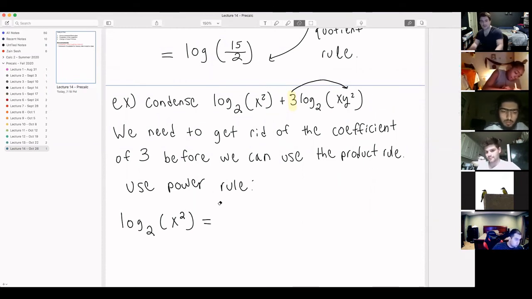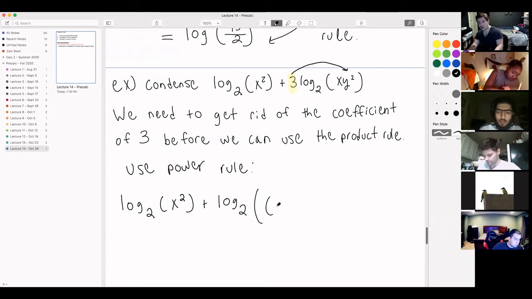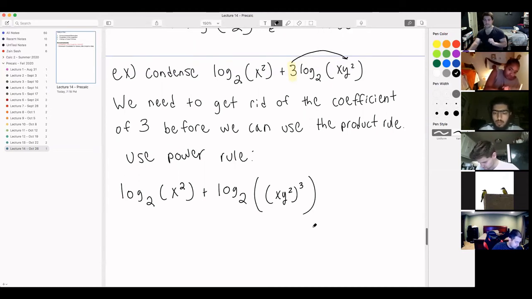Oh, it's not equals, sorry, it's plus. So plus log base 2 of, so be careful now. It's going to be the whole expression xy squared, that whole thing raised to the third. So the power of 3 went there. No longer a coefficient.